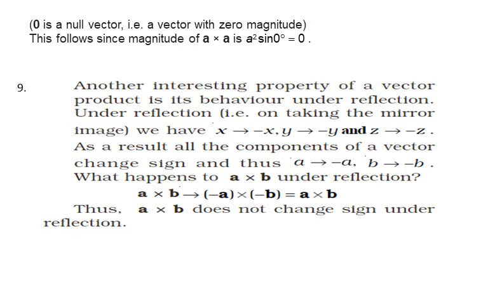Another interesting property of a vector product is its behavior under reflection. Under reflection, x will change into minus x, y into minus y, and z into minus z. And if you find out the cross product, then it will not change its sign under reflection.